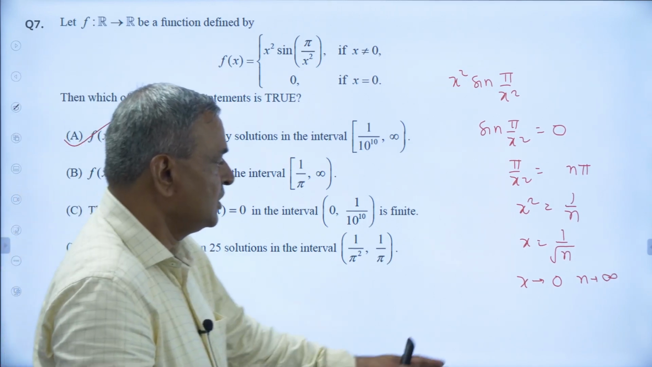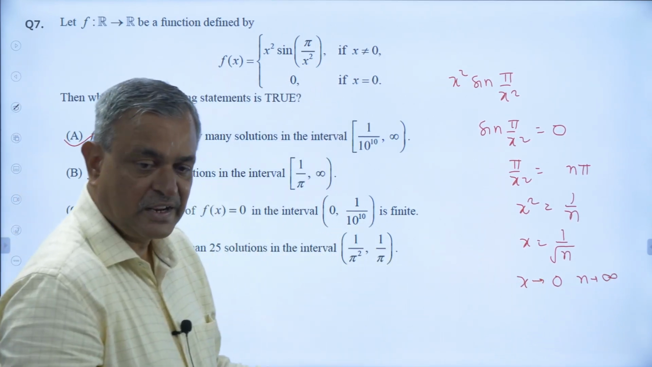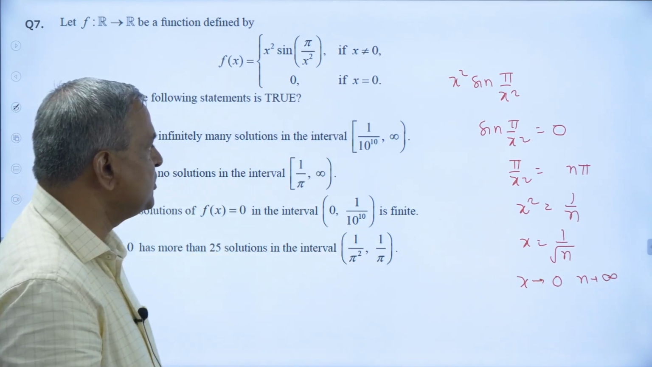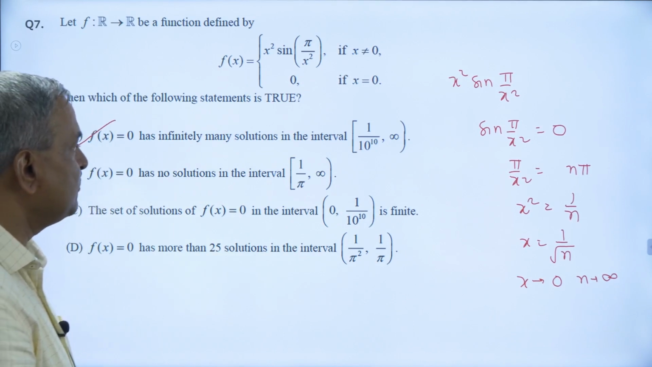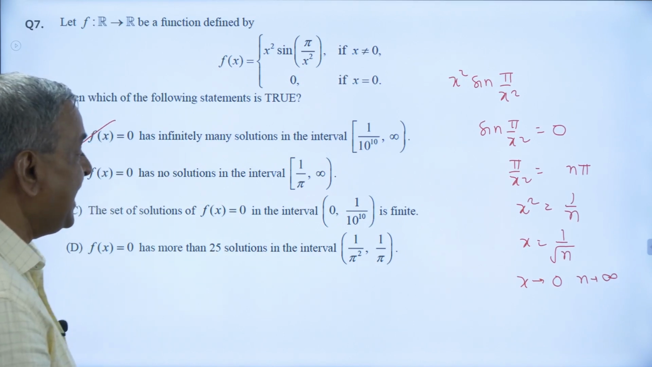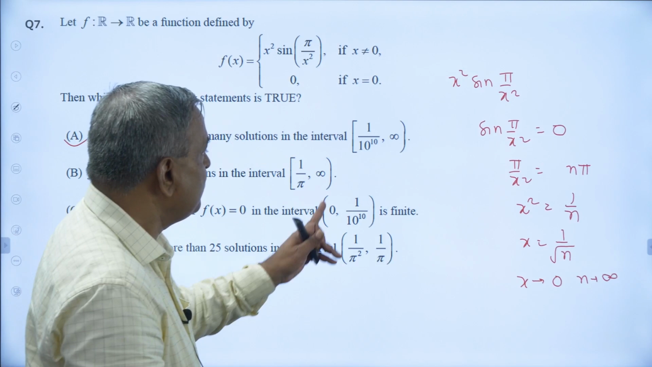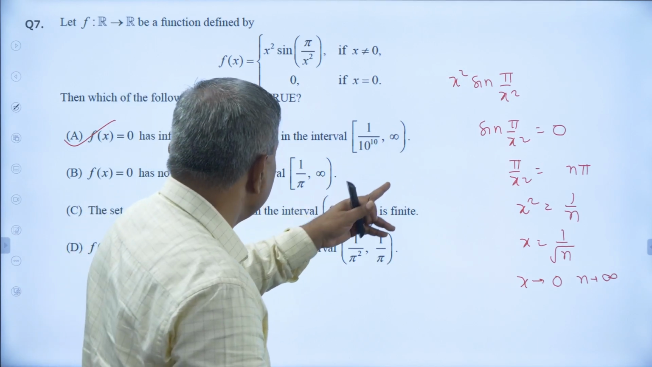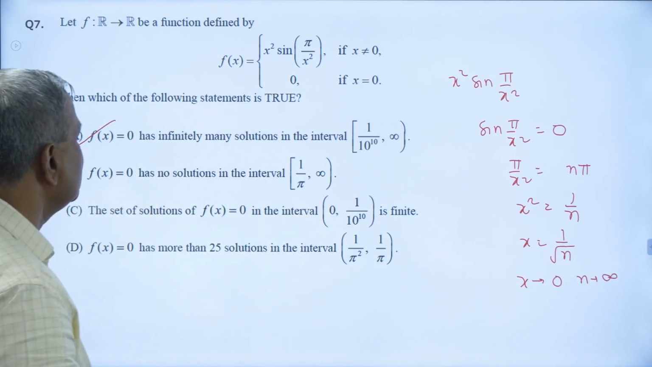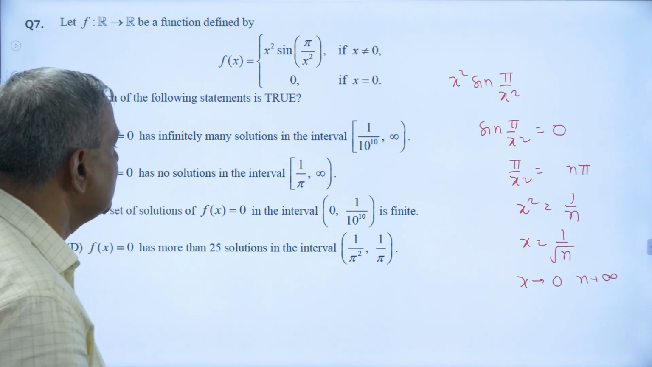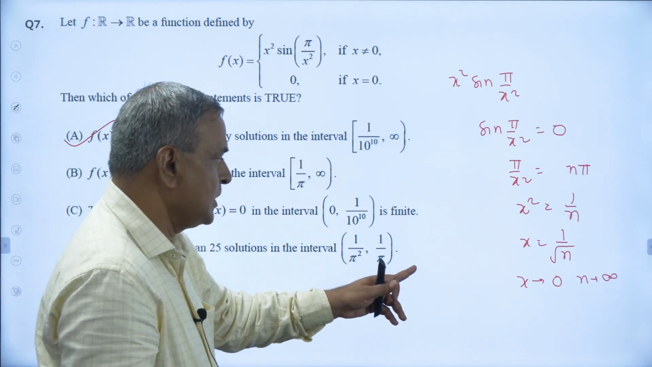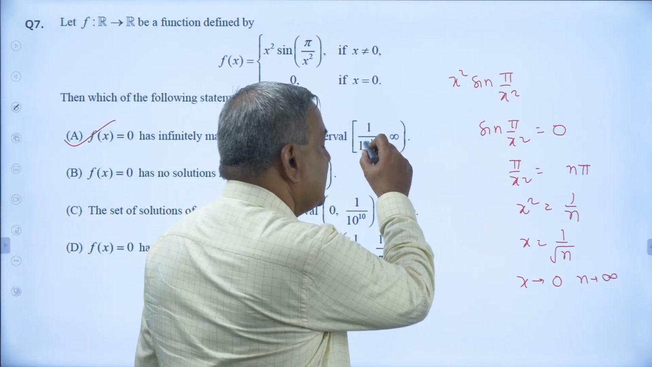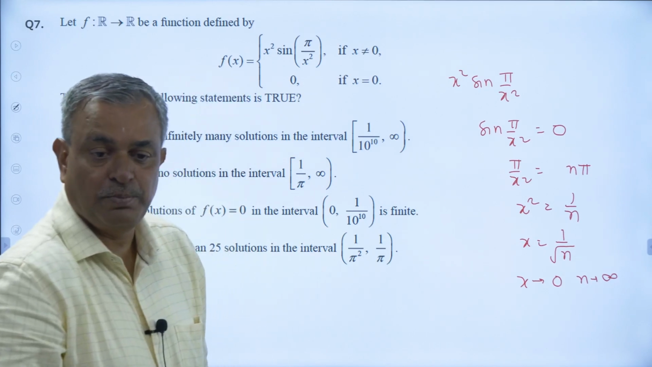f of x equal to 0 when n tends to infinity. Clear? x tends to 0 as n tends to infinity. So x tends to 0, but 0 is not given, and you are getting infinitely many solutions. f of x equal to 0 has infinitely many solutions in this interval. But x is not tending to 0. It is starting from 1 by 10 to the power infinity.